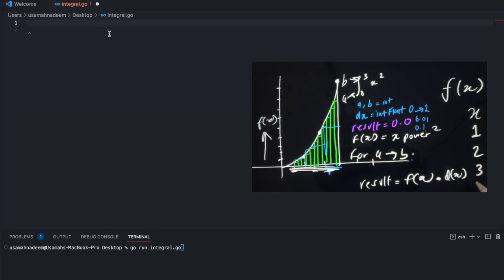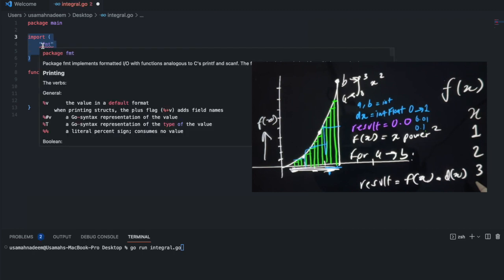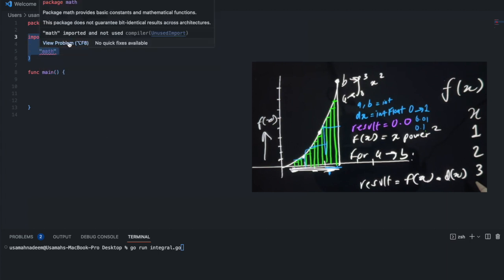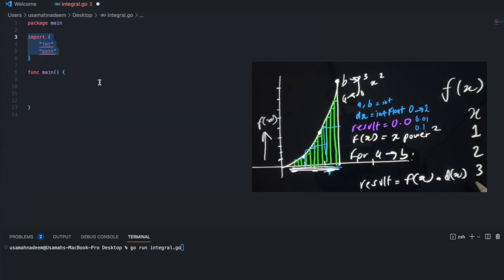So here I have an empty file called integral.go, and I'm going to run it here at the bottom. The first thing I'm going to do is declare package main. I'm going to create my main function. I'm going to mention some of the imports I need. I need the fmt import, which lets us do stuff with strings, and I need the math import, which is going to help us write our f of x.